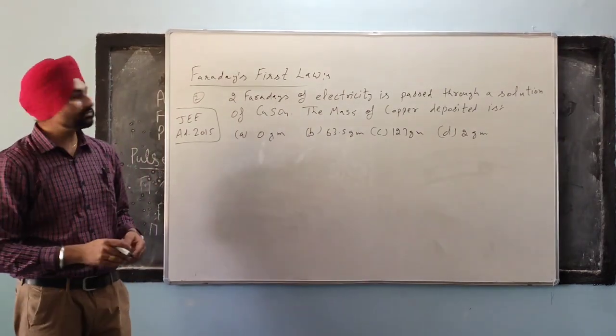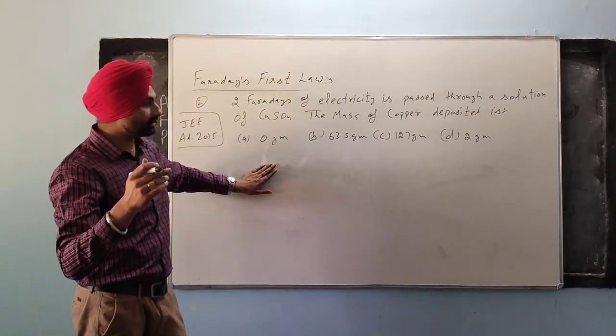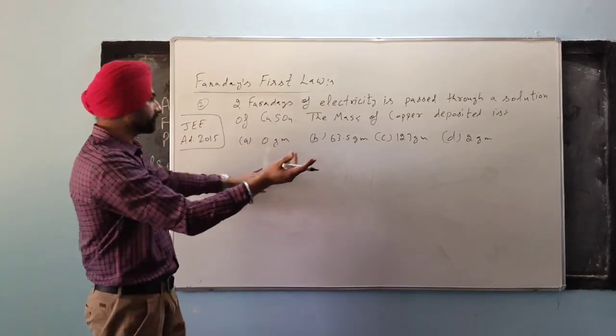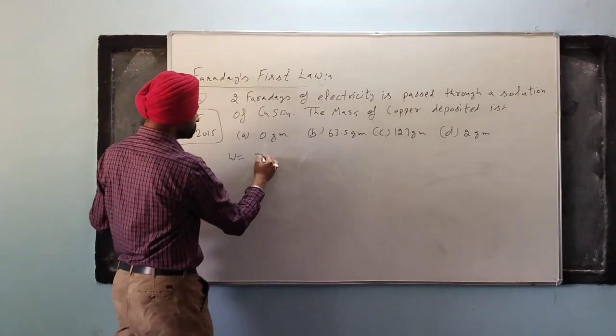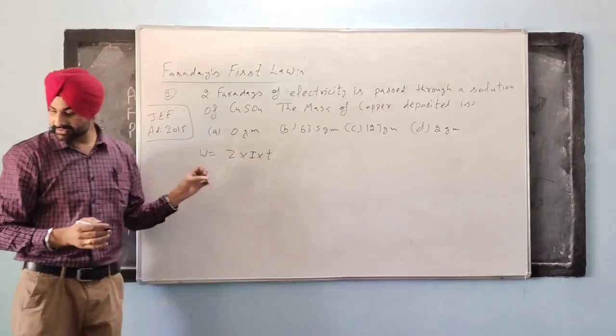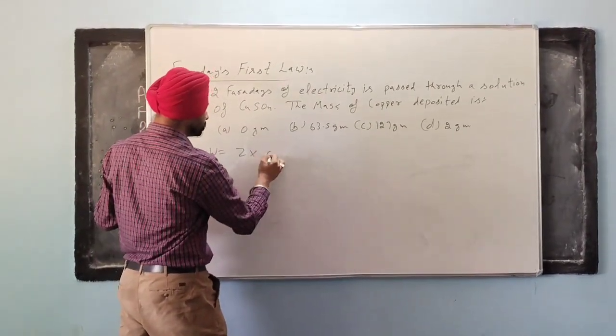Once again, the same thing we will apply. First of all, I will apply the formula for this equation, the Faraday's formula. Second, we will use the mole concept. So now we know W is equal to Z into I into T. Okay, this is the formula we have got. So I into T is equal to Q. I can write here Q.